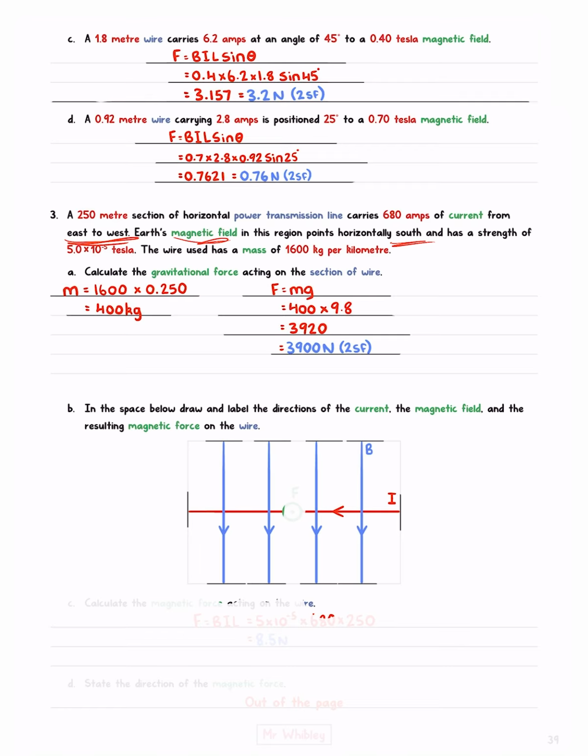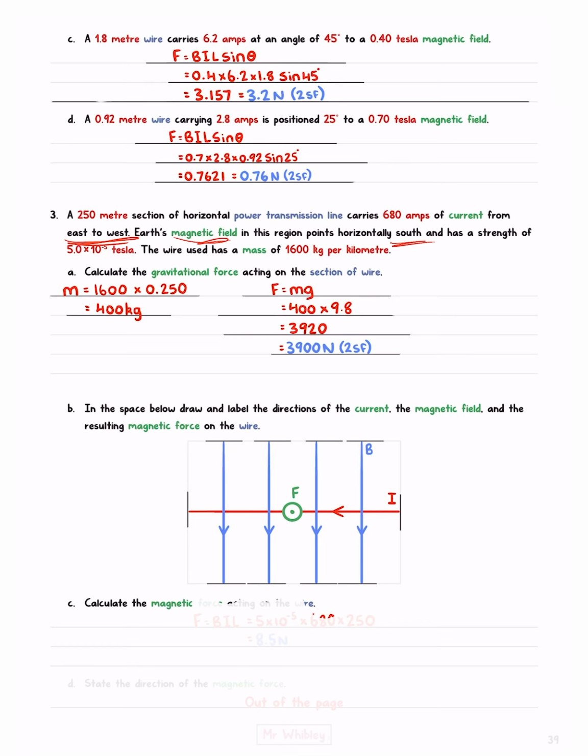Now to find the direction of our force, we get our right hand, we point our thumb towards the left, and we point our fingers down. Doing so, your palm is going to face out of the page, which is the direction of our force.